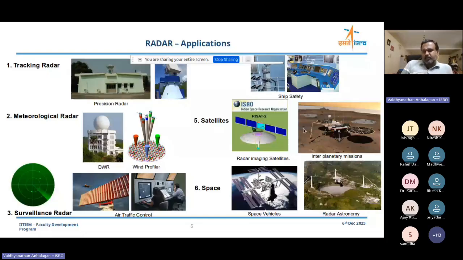When our Chandrayaan 2 and 3 went, it had an onboard radar, especially to find the location where it needed to land. Apart from that, it is also used in space vehicles, like the space shuttle, which has a small radar used to precisely dock with the ISS. Radar is also used in radio astronomy. These are the overall applications of radar.